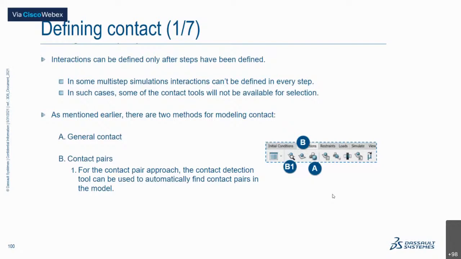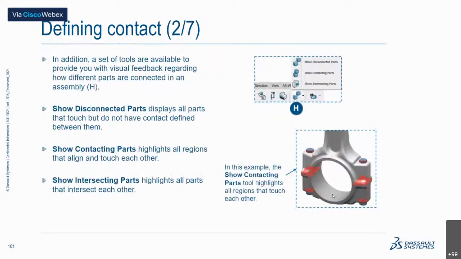Now, how do we define a contact? Here we'll see how the general contact command works and the contact pair command works. If you can see the graphic, the first option is where you can define your general contact. The B option is where you define your contact pairs. And B1, for example, if you have a geometry where you're not sure where exactly the contacts are lying, in that case, you can use the contact detection tool. The contact detection tool will help you in detecting all of these contacts that are present in the given component, and the user can directly select it from there and apply a contact between them.